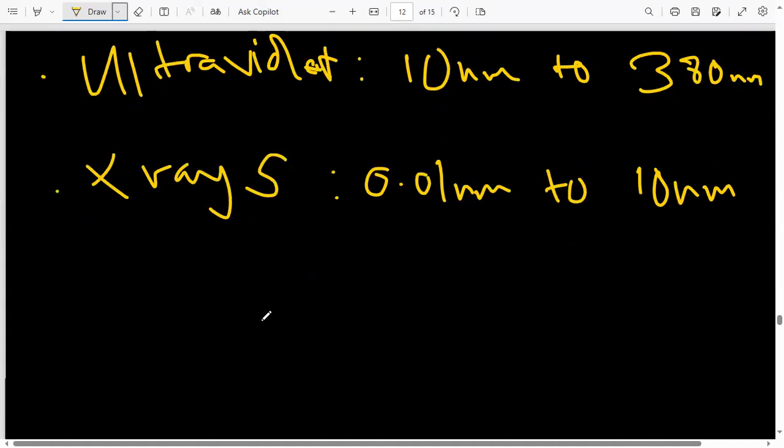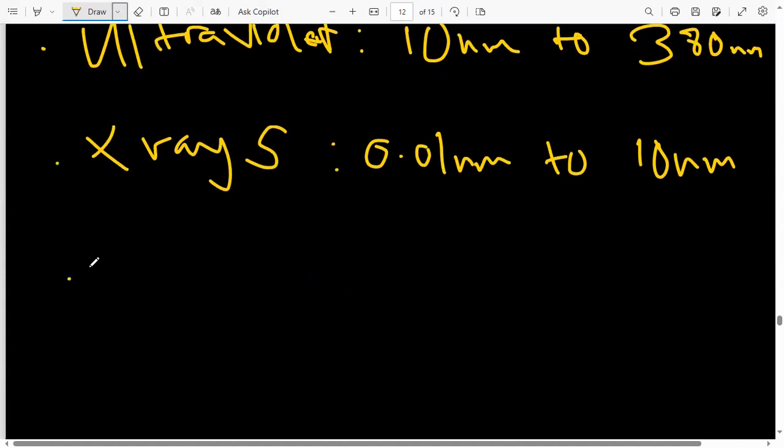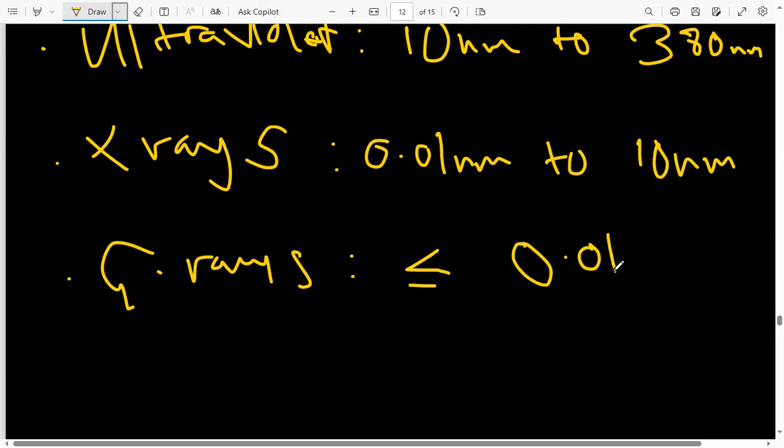I hope you are seeing how the ranges are going. And then finally we have the gamma rays. The gamma rays is anything that is less than 0.01 nanometers. So if you find a wavelength that is less than this, you're going to say that radiation is a gamma ray.